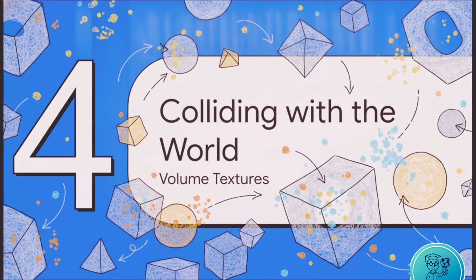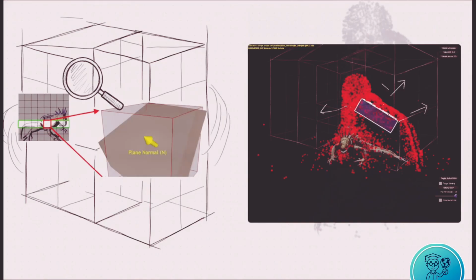Okay, Section 4, Colliding with the World. Let's talk about volume textures. Having particles react to each other is super cool, no doubt. But for true immersion, they need to react to the 3D environments around them, not just simple spherical point charges. To solve this, the system uses geometry shaders to essentially chop 3D space up into a grid or a volume texture. Imagine taking a whole scene and breaking it down into tiny little 3D cubes. The system stores the surface angle or plane equation of the actual 3D model inside those specific cubes.